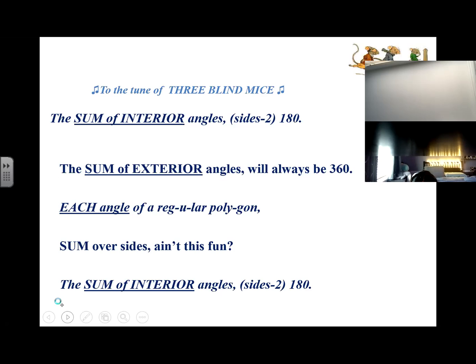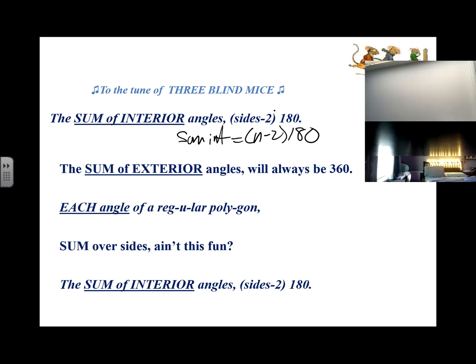Ready? Here we go. I say, you say. I say, you say. The sum of interior angles, sides minus 2 times 180. You say. So we go like this. We write sum interior angles, sides minus 2 times 180.